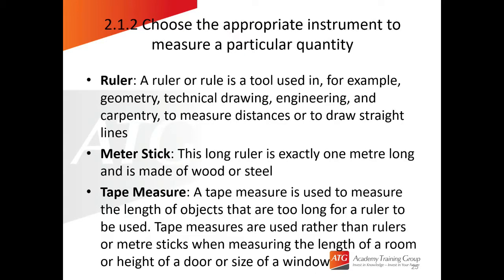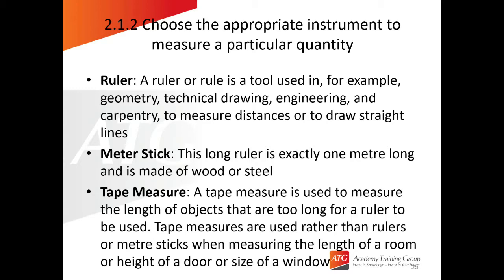Choosing the appropriate instrument to measure a particular quantity. Rulers. A ruler or a rule is a tool used in, for example, geometry, technical drawing, engineering and carpentry, and is used to measure distances or to draw straight lines. A meter stick. This long ruler is exactly 1 meter long and is made of wood or steel.